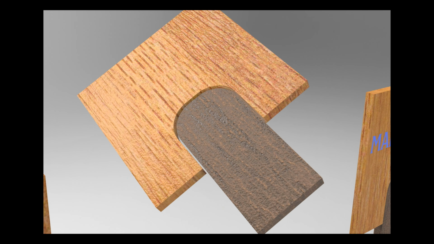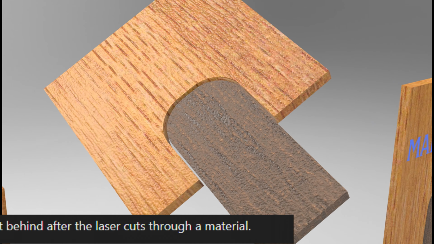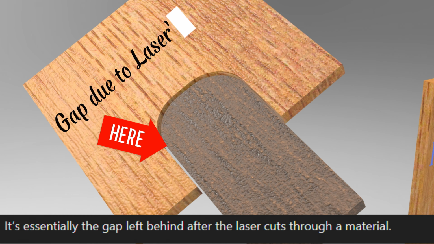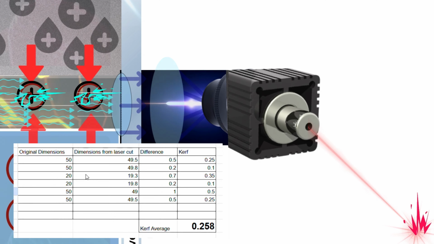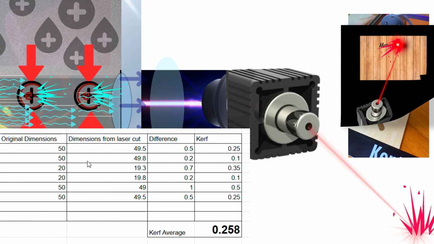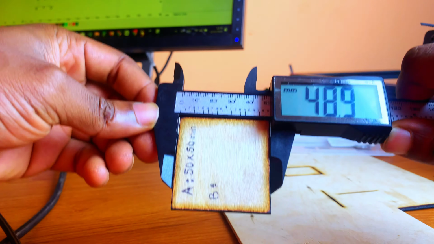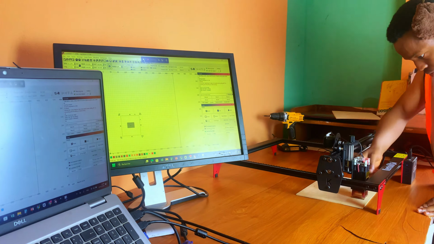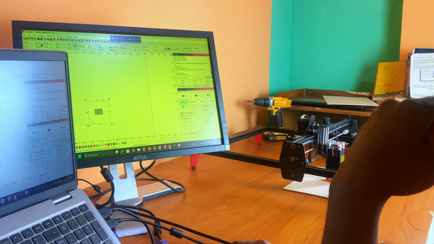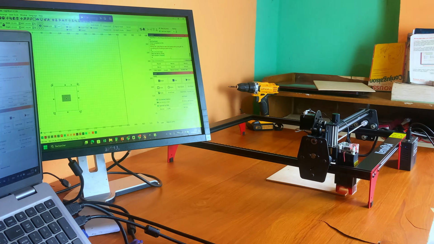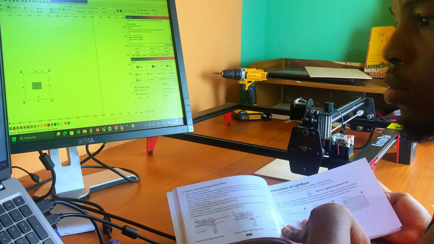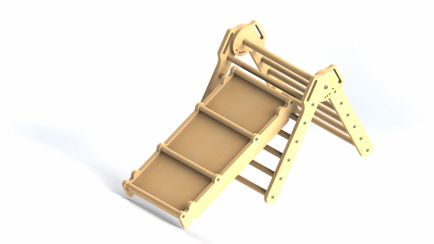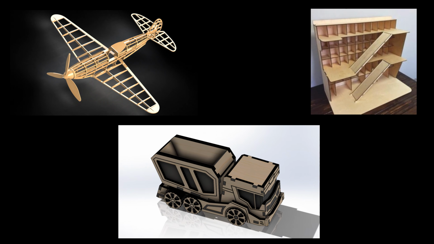A laser's kerf is essentially the gap left behind after the laser cuts through a material. A kerf value is necessary when cutting with a laser engraver because the laser removes material as it cuts, which affects the final dimensions of your parts. If you don't account for kerf, your cuts may be slightly smaller or larger than intended, leading to problems when working with precision objects, especially for interlocking pieces, tight fit designs, and mechanical assemblies.